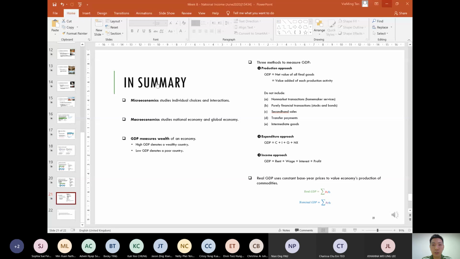This one is mostly on the introduction of macroeconomics, but you just need to focus on pages 218 and 219 only. Please read these 2 pages only. Then for the 3 approaches of GDP calculation plus the difference between nominal and real GDP, you can read this book chapter, so that you can have more understanding of the concept of national income.